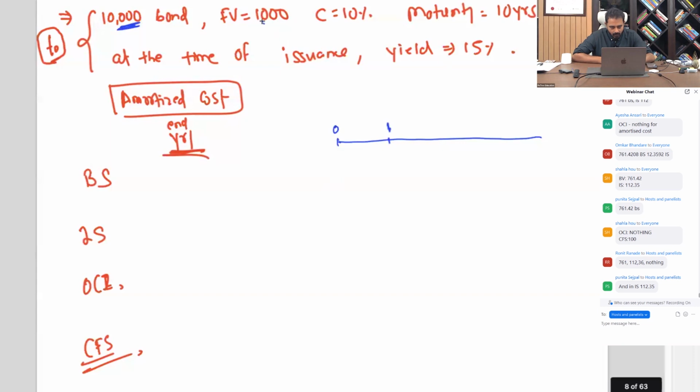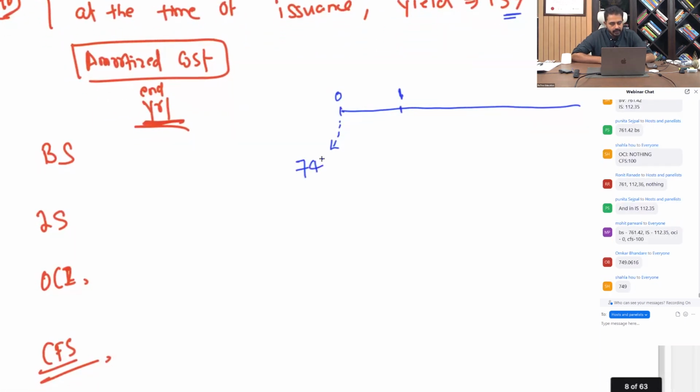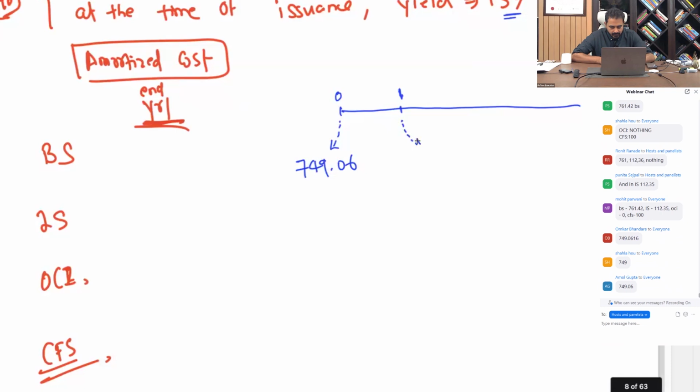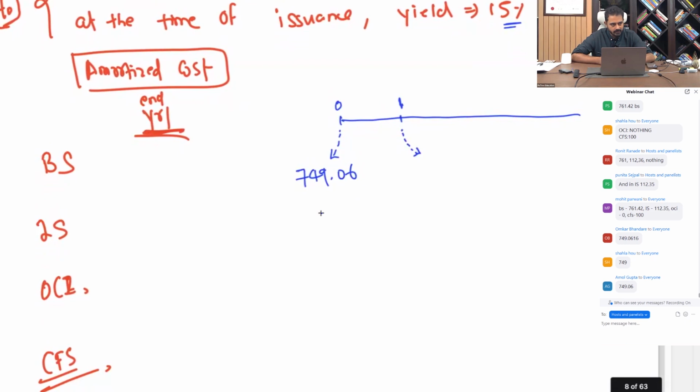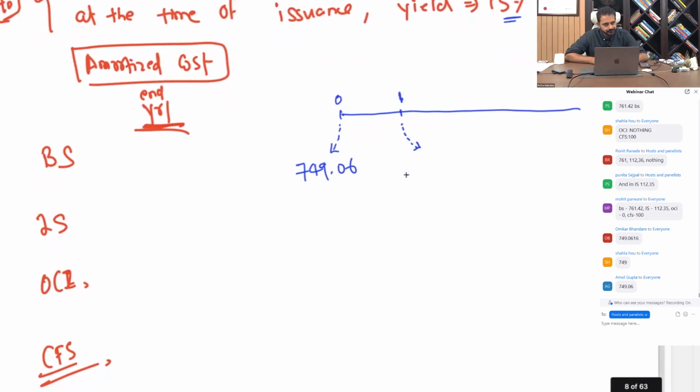Let's focus here. 1,000 future value, 100 payment, 10 N, 15 I/Y, compute present value. Can you help me out with what the present value will be at time zero? 749.06. Now in year one, do we call this a premium bond or a discount bond? It's a discount bond, so in year one, the value will go up a little bit. So now make 9 as N and then compute the present value.